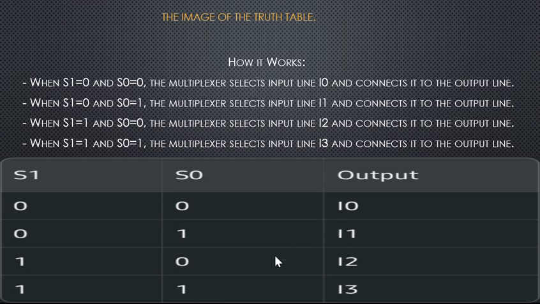When X1 is equal to 1 and X0 is equal to 0, the multiplexer selects input line I2 and connects it to the output line. When X1 is equal to 1 and X0 is equal to 1, the multiplexer selects input line I3 and connects it to the output line.